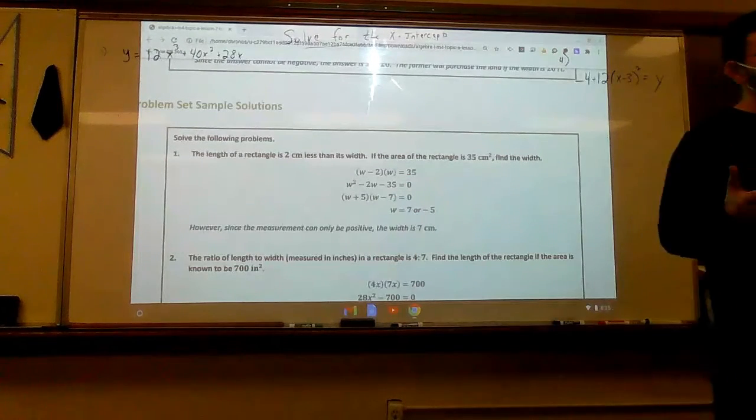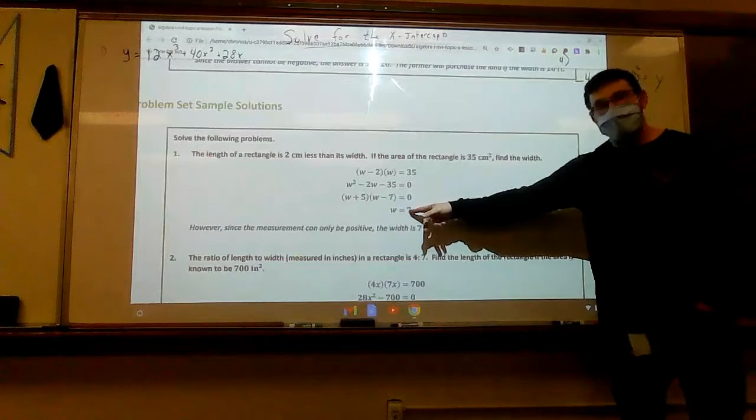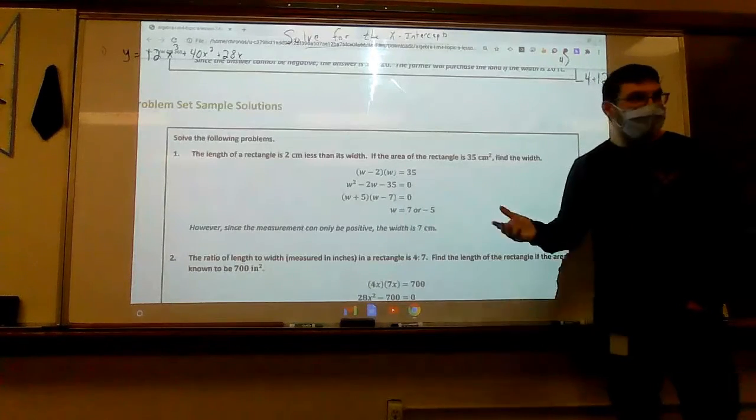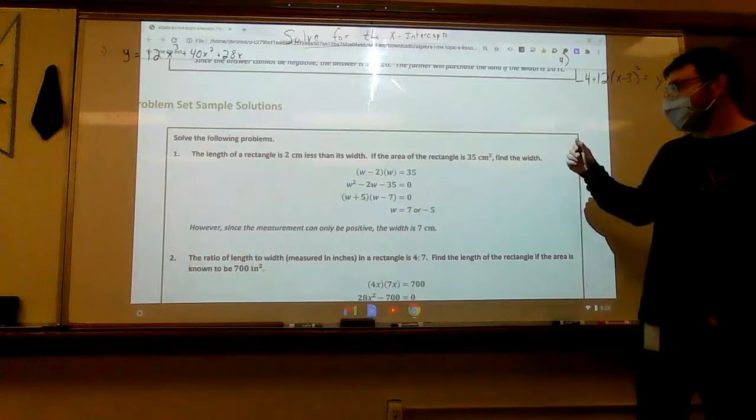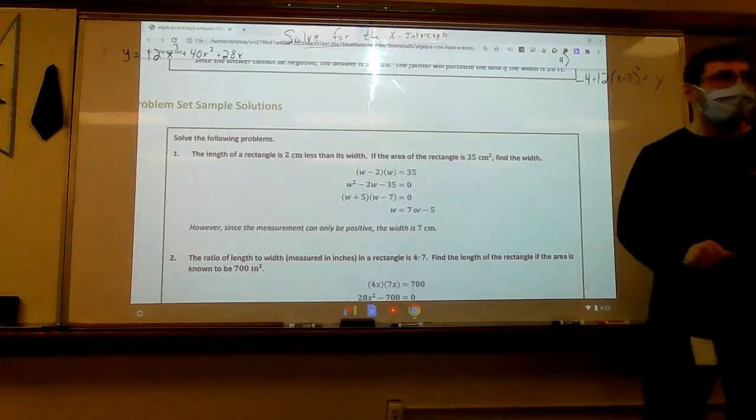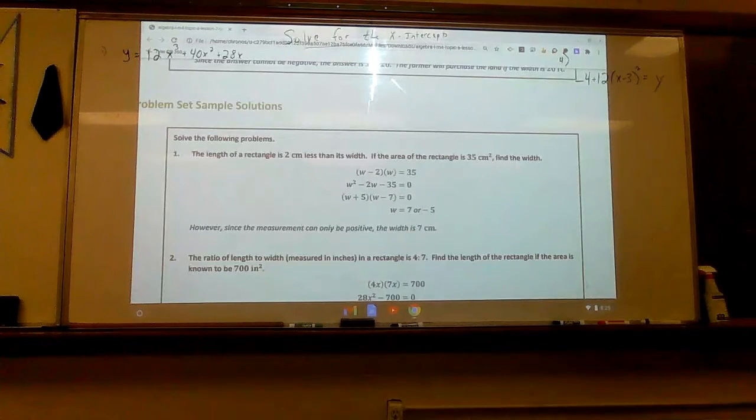Well, which w will work? Well, the width has to be positive 7. A width can't be negative 5, but that's not the answer. It said, oh, it did say find the width. So the width is 7 centimeters. The next one's where it's not going to work. Okay, so number 1 is 7 centimeters. If you said it's 7 or negative 5, no, the width cannot be negative inches. That's not possible. Questions on number 1?